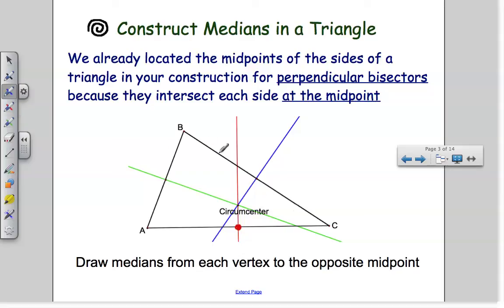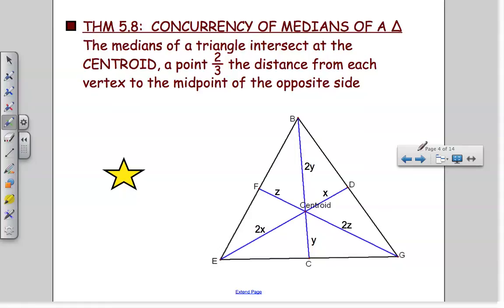The midpoint of this side is automatically where the perpendicular bisector went through, so another median goes from vertex to opposite side. And lastly, this perpendicular bisector, you knew the median was here, so you're going to draw the last median. And these are going to all be concurrent. Again, this part we'll do in class, but once you construct all three medians, they will meet at the same point. It's called the centroid.